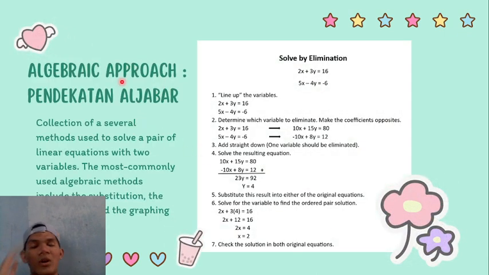algebraic approach, or pendekatan aljabar. A collection of several methods used to solve a pair of linear equations with two variables. The most commonly used algebraic methods include the substitution, the elimination, and the grouping method. For example, you can see this picture, okay?